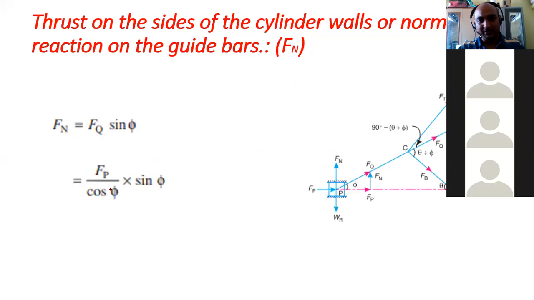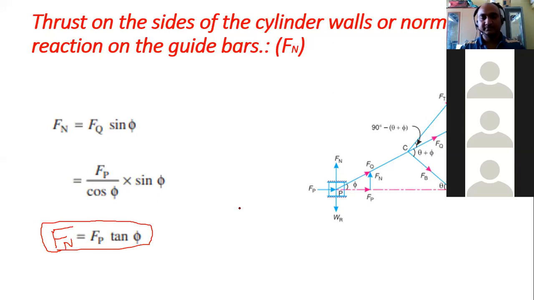So Fq equals Fp upon cos phi, into this sine phi. Sine phi upon cos phi is tan phi. Therefore we get the final equation, Fn equals Fp tan phi, which is simple to remember. So finally this normal force acting on the cylinder walls is equal to Fp tan phi. We need these forces to design the cylinder walls.